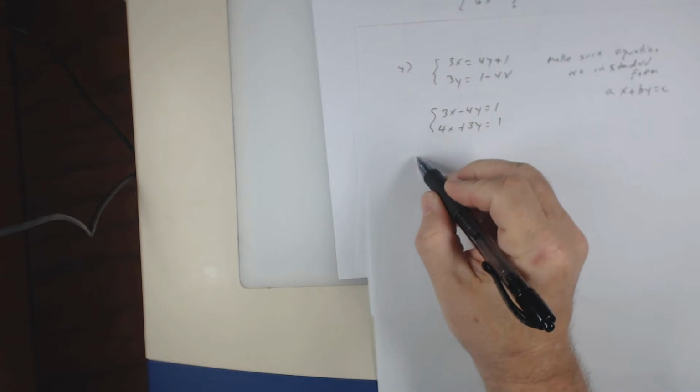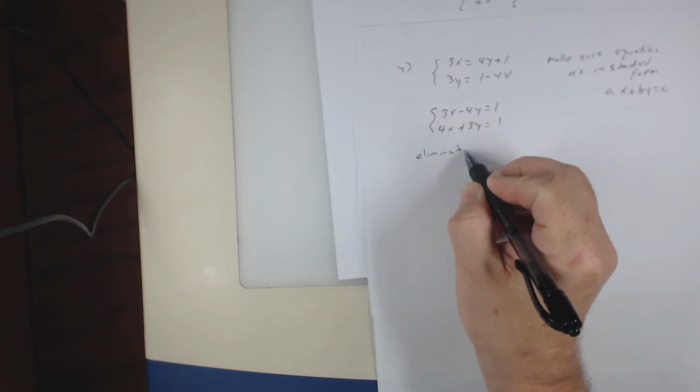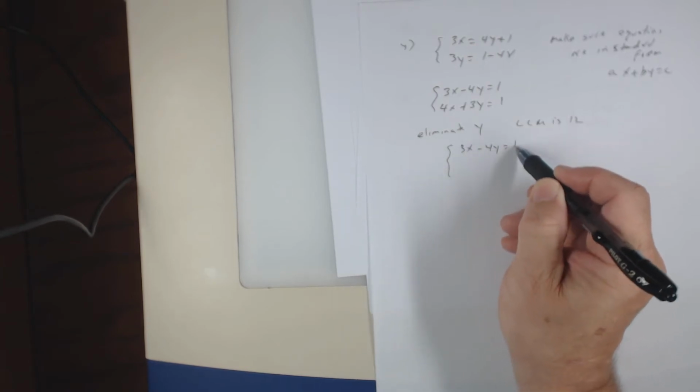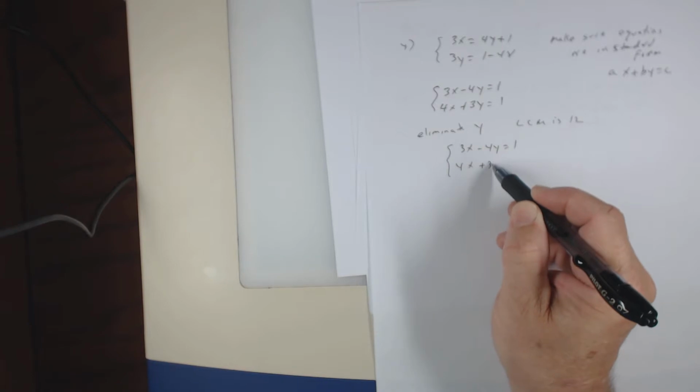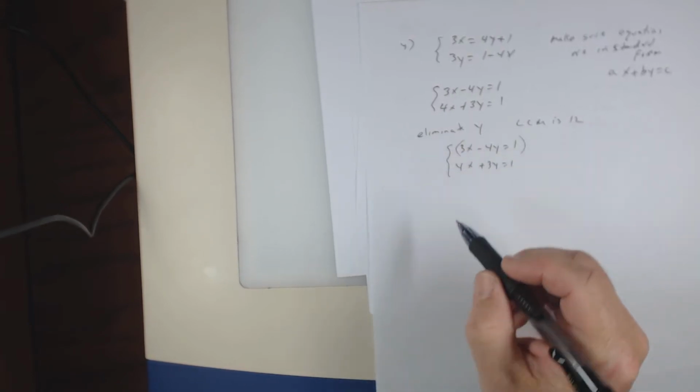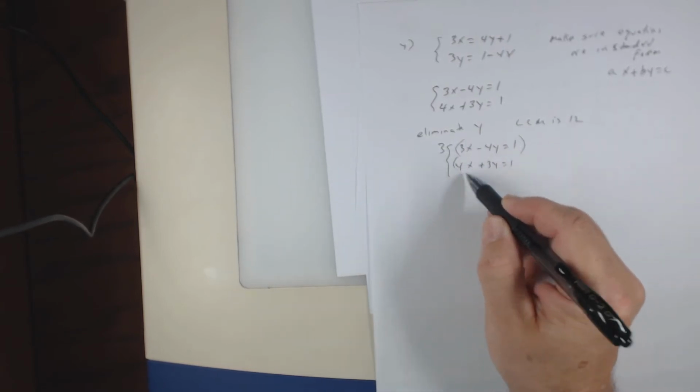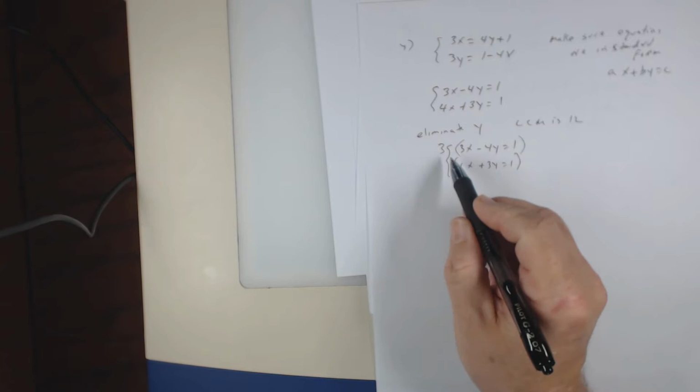What now? Okay. All right. Okay, which one do you want to eliminate? The y? What's the LCM? Okay, 12. Okay, so let me rewrite the system. 3x minus 4y equal 1. 4x plus 3y equal 1. So what do I need to multiply the first equation by to get a negative 12? 3. What do I need to multiply the second equation by to get a positive 12?